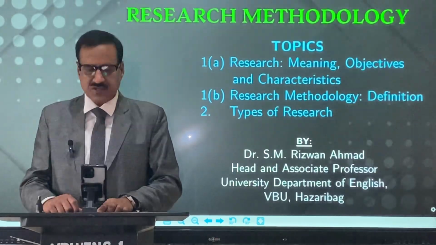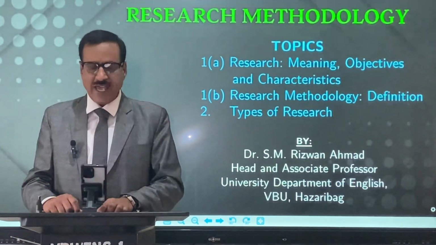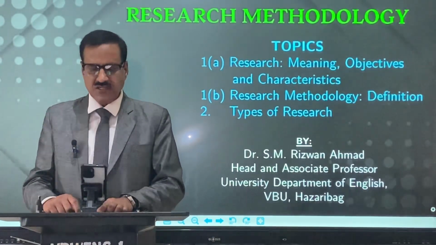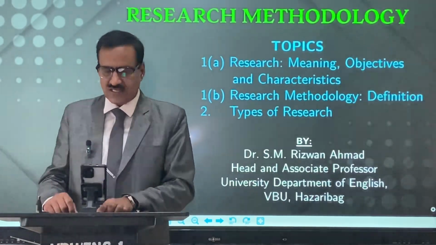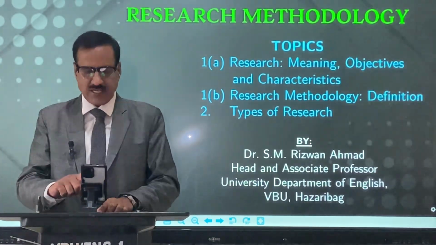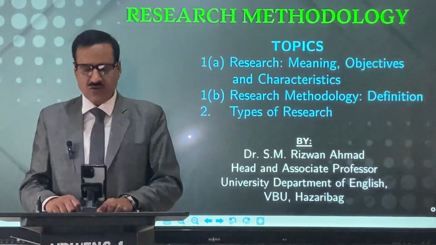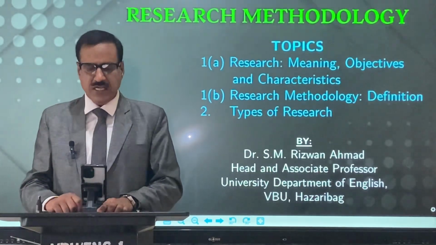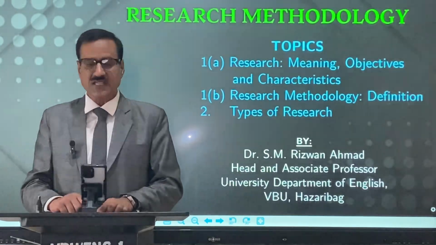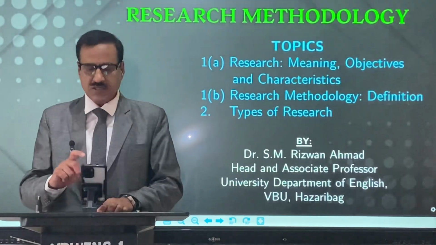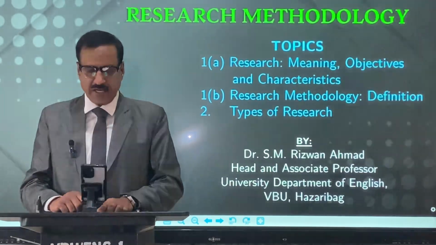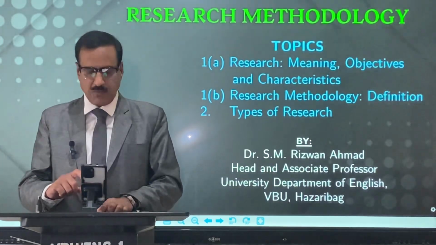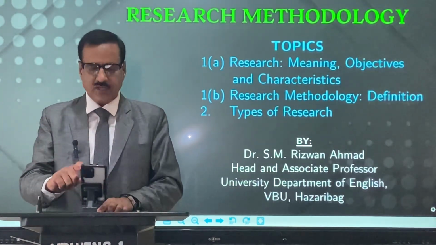John W. Best and James V. Kahn, in their book Research in Education, are of the opinion that, quote, research is a systematic and objective analysis and recording of controlled observations and may lead to the development of generalizations, principles, theories and concepts resulting in prediction, foreseeing and possibly ultimate control of events.